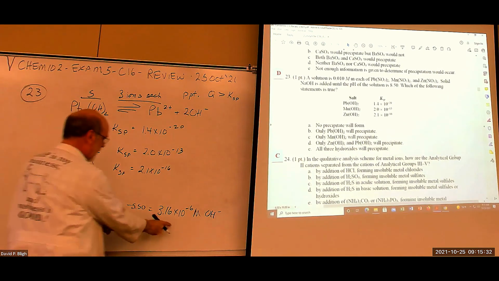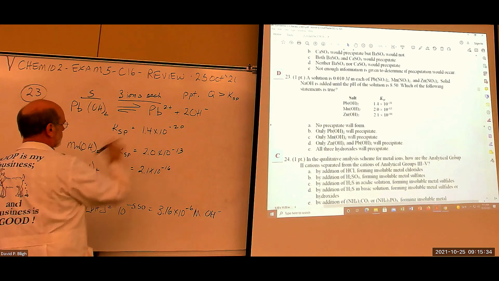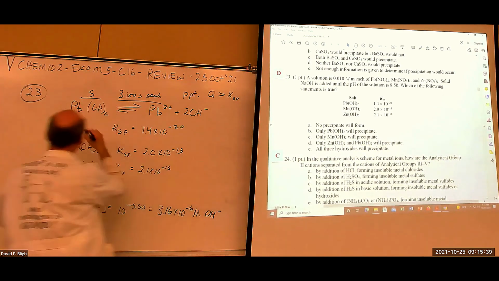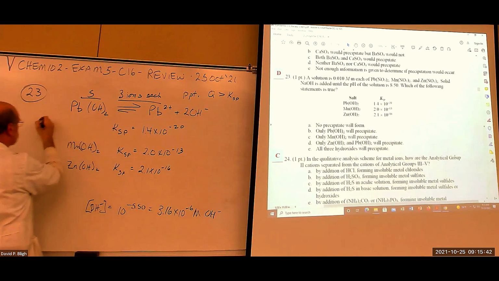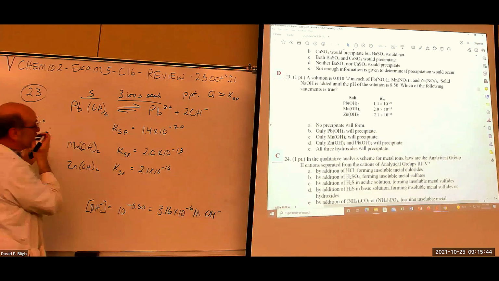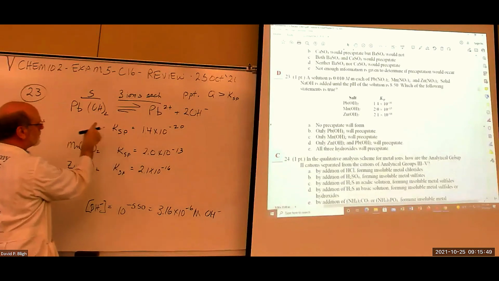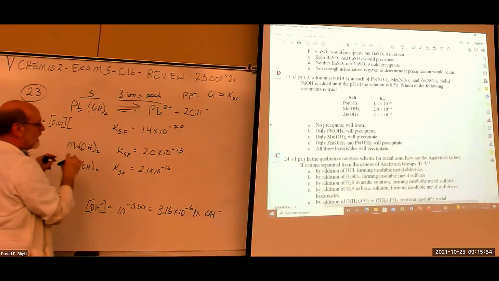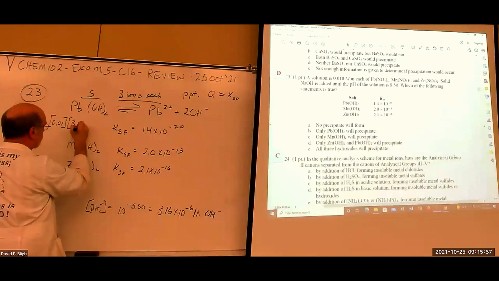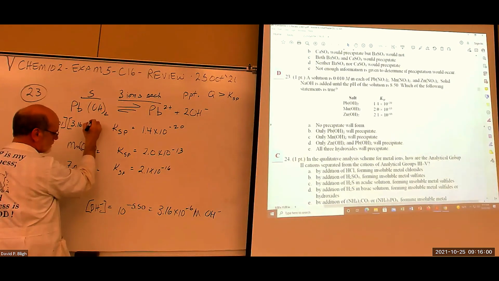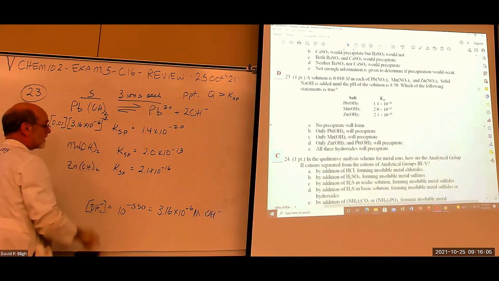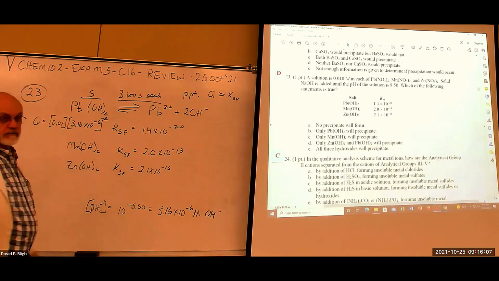All right, we've already got this value here. So what's the Q for this one? Well, Q for this one is going to be, let's see, 0.01 for the lead, and then 3.16 times 10 to the minus 6 squared. And actually, the Q is going to be the same for each one, isn't it?